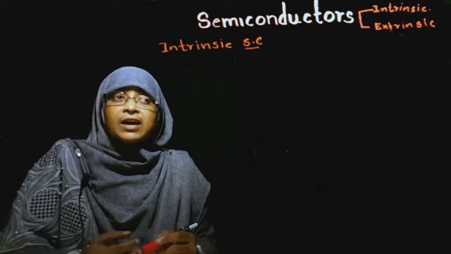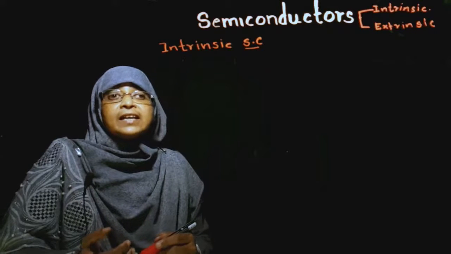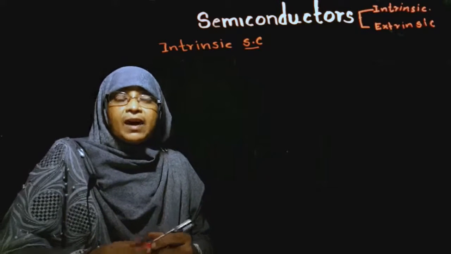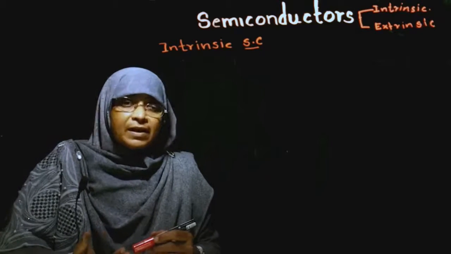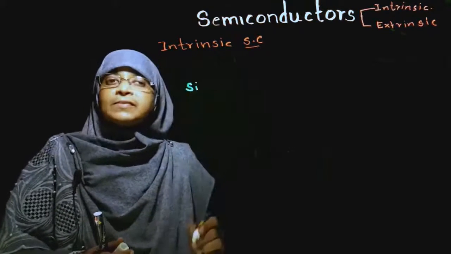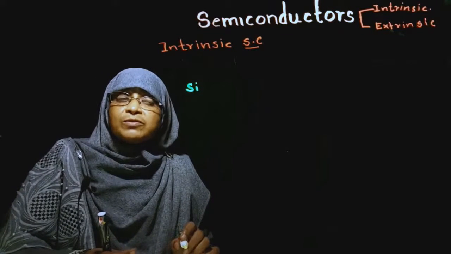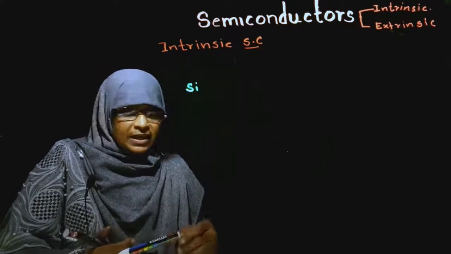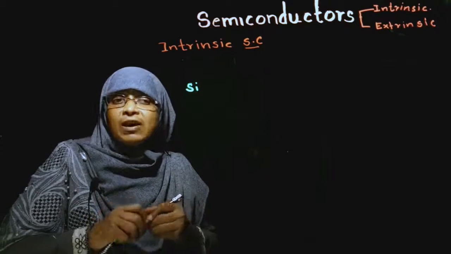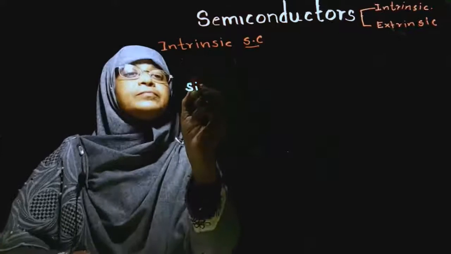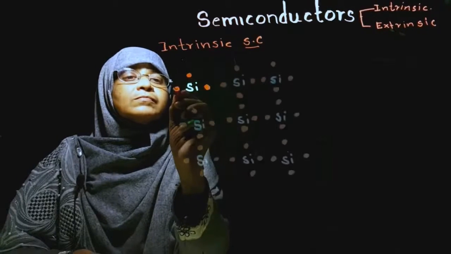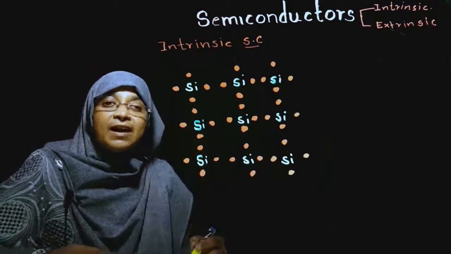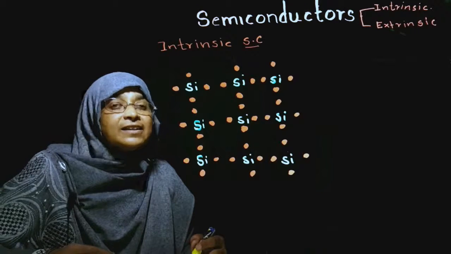Now let's see how these intrinsic semiconductors are arranged in the lattice form. I take silicon as the first example. As silicon belongs to group 4, there are 4 electrons in the outermost shell of silicon. This is how silicon atoms are arranged in a silicon lattice.